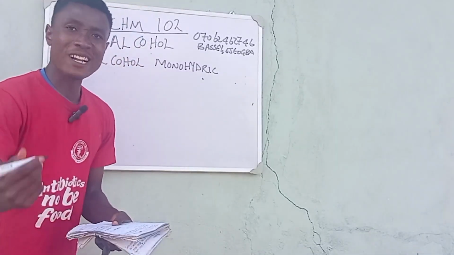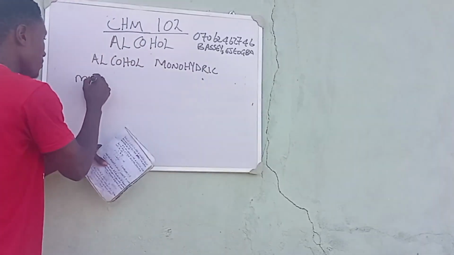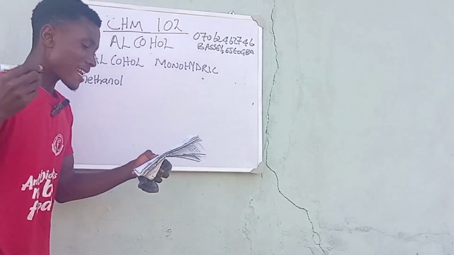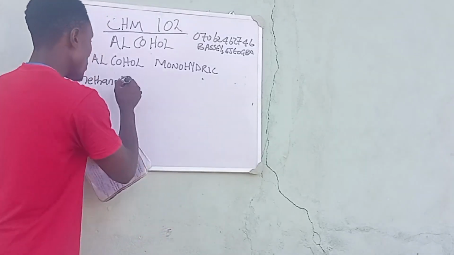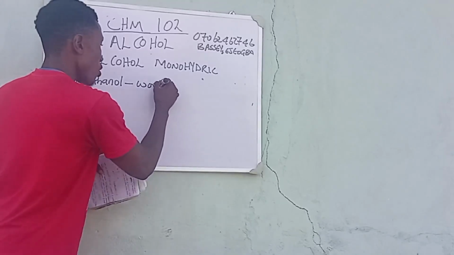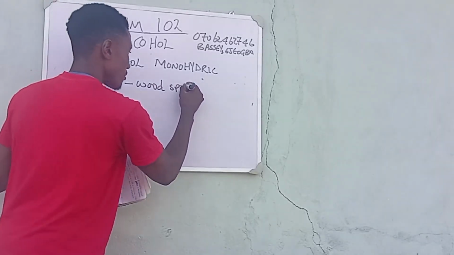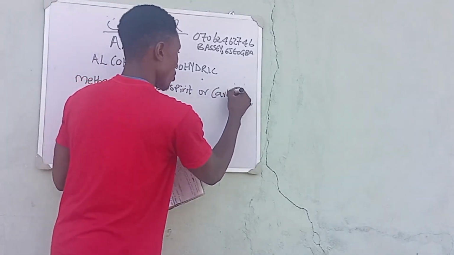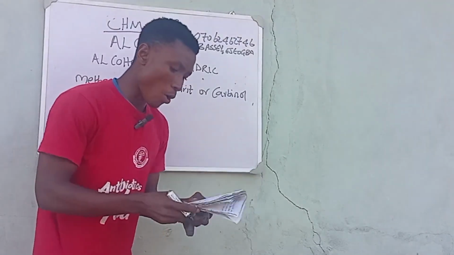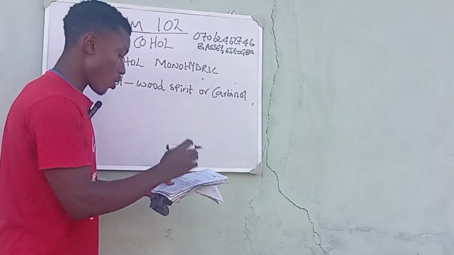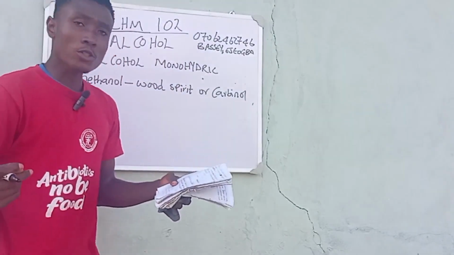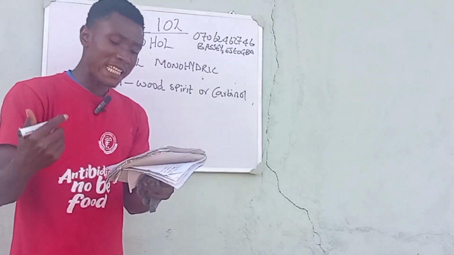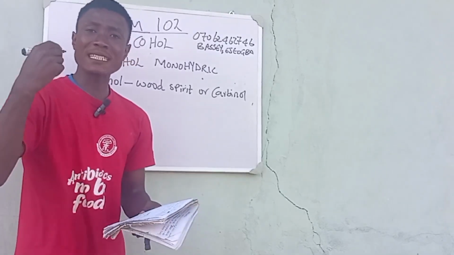Methanol is also called carbinol. Methanol is also known as wood spirit or carbinol. Note also that methylated spirit, the methylated spirit we use, contains 95% ethanol.